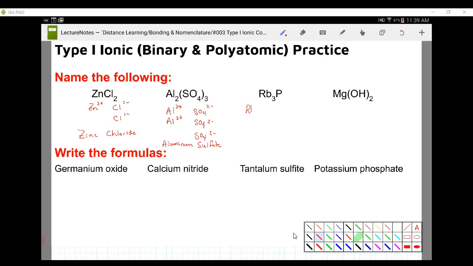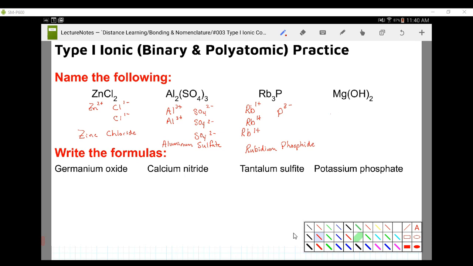Next, we have 3 Rb's. Rb is rubidium. From the periodic table, that should be a positive 1. P, we know, is a negative 3 from the periodic table, or because it balances out here. This is a binary compound, so we name this one very easily. Rubidium, which I'm not spelling correctly at all. And then our last one has to end in IDE since it's a binary compound.